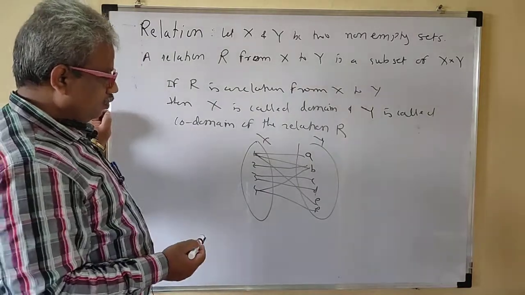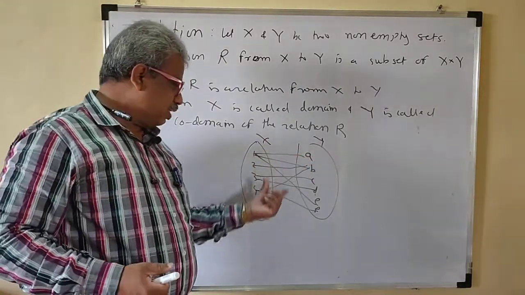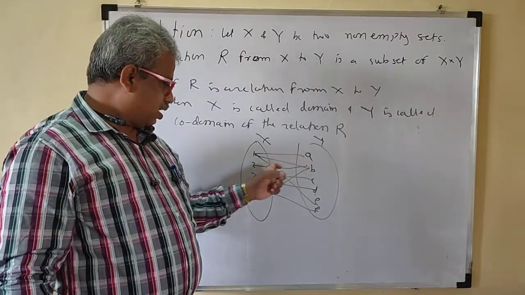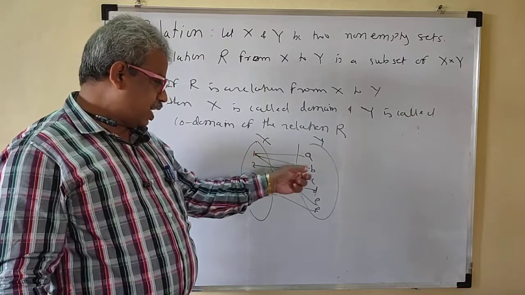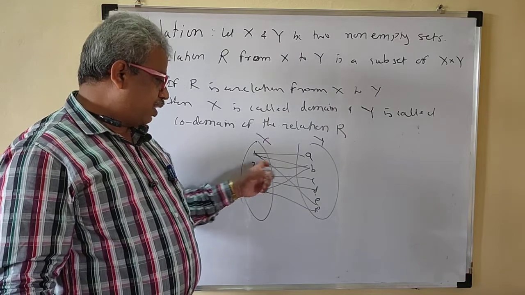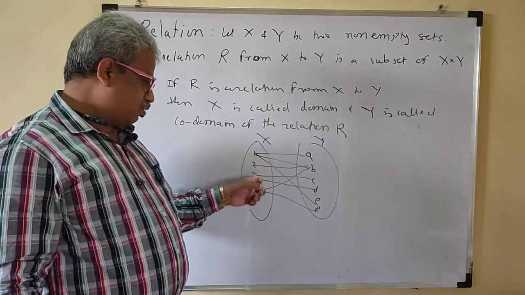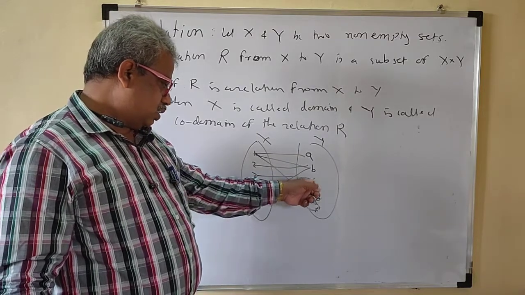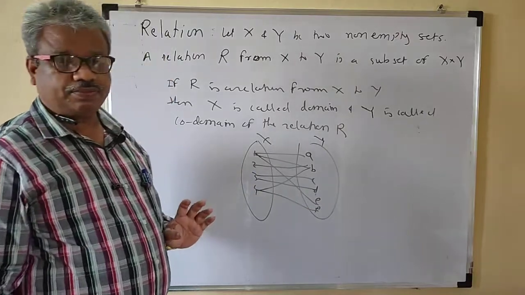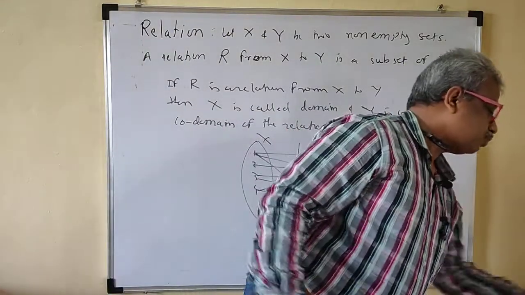I think you understand what you mean by image. Images of 1 are A, B, E. For 2, there is only one image, right? So B is the image of 2. Images of 3 are C and D. Images of 4 are B and F. So these are images and other things.